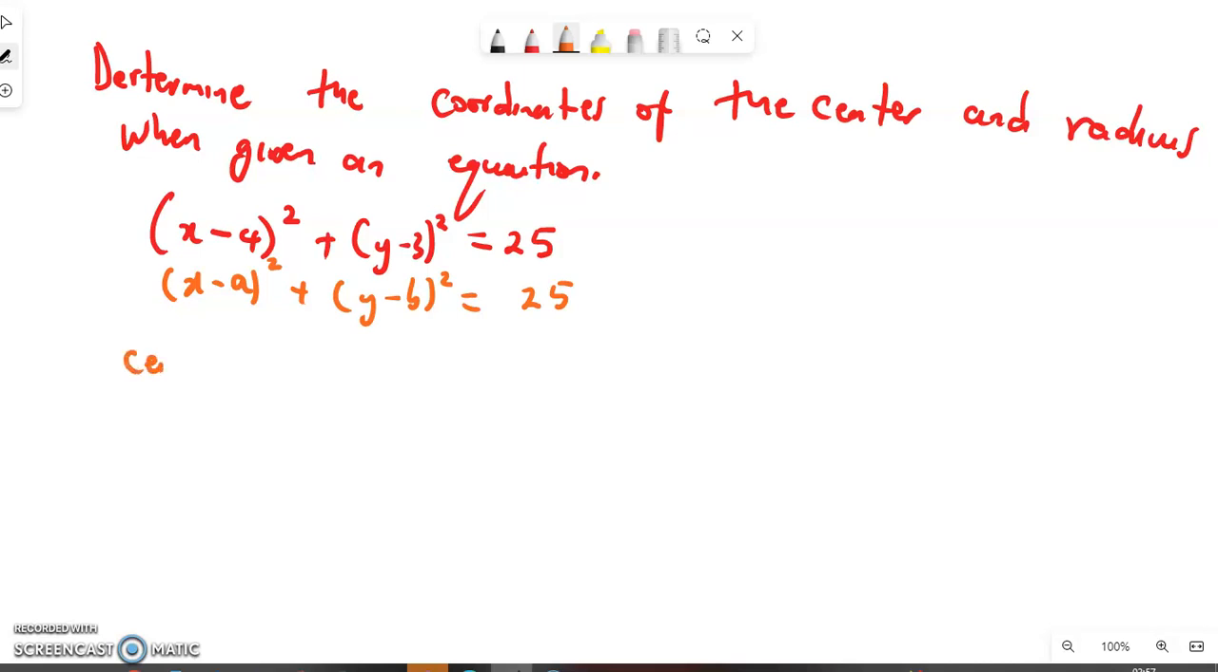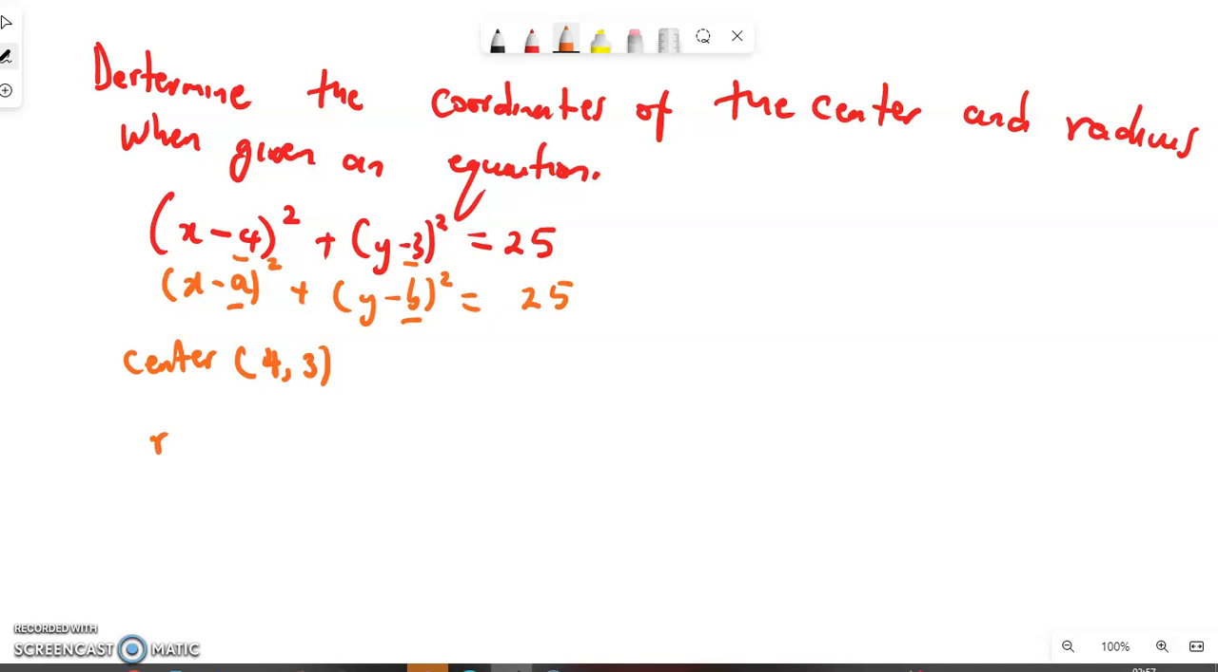So therefore, for this particular case, our center will be given by these values. So the value of a is 4 and the value of b is 3. It is very important to note that we have to reverse the signs here when we are writing the coordinates of the center. Then our radius.